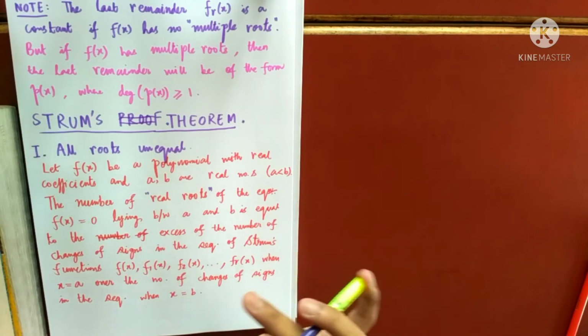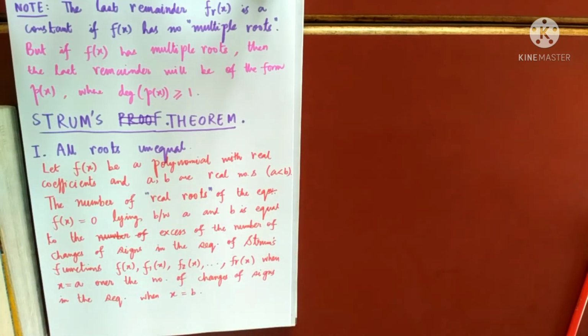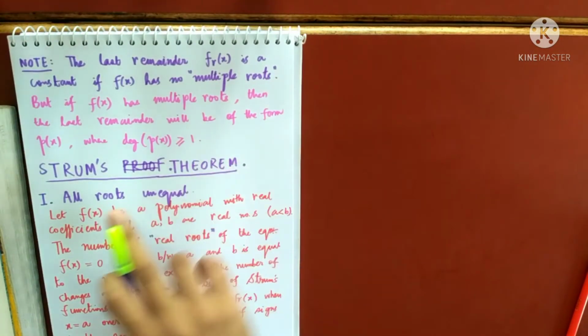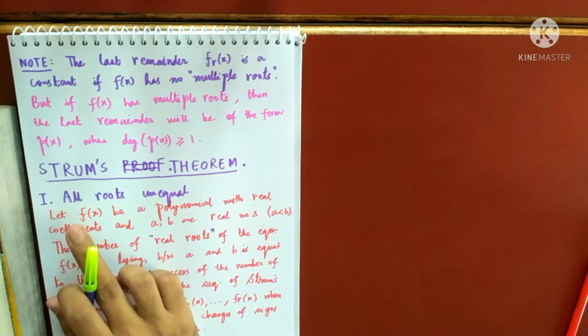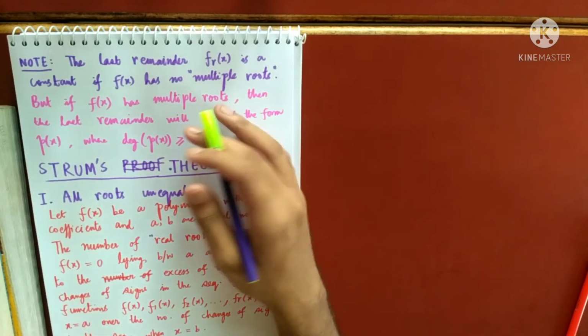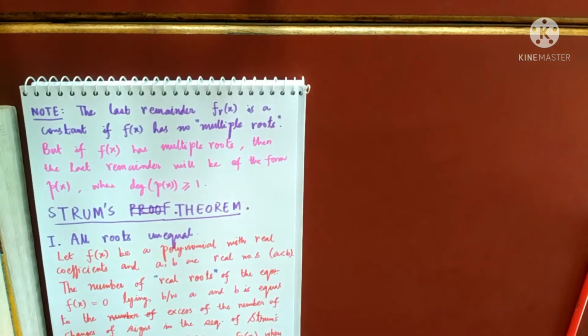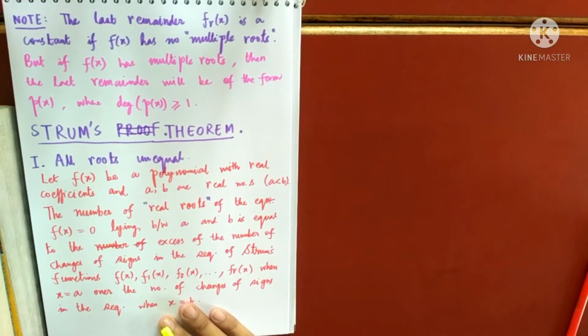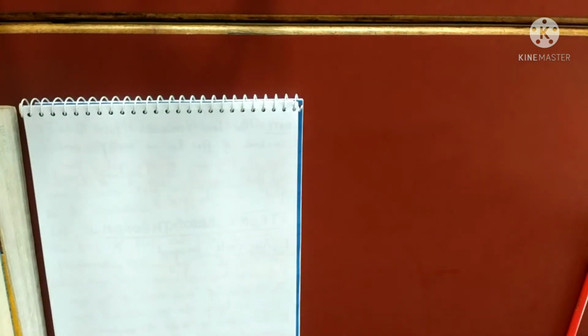So let's do some sums based on this. This is only the half part of Sturm's theorem, because we are assuming all the roots of the equation are unequal. If it has some multiple roots, then another theorem will be used. You just go through the statement once and then I'll do the sums. So let me take a sum based on this theorem.